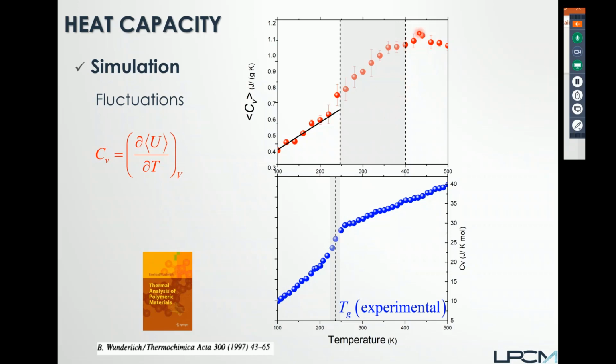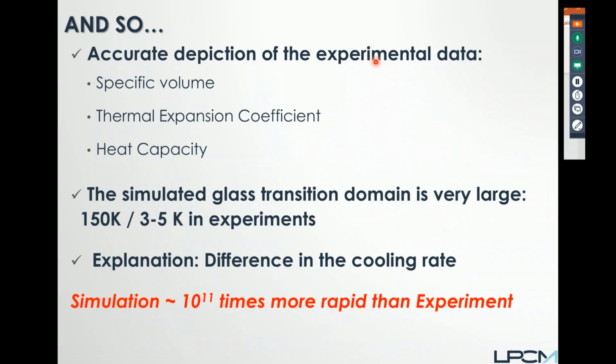What is interesting in reporting Cv is that it shows you a freezing of some degrees of freedom, and this is really interesting. So we have an accurate depiction of the experimental data, specific volume, thermal expansion coefficient, heat capacity, but the question remains why we have such a large domain of the glass transition. For sure, the difference in the cooling rates can explain that. As I told you, the simulation is 10 to the power 11 times more rapid than the experiment.